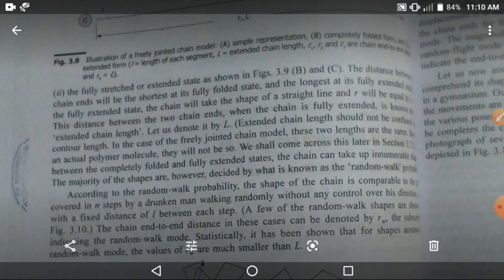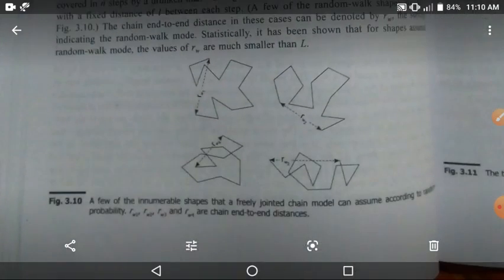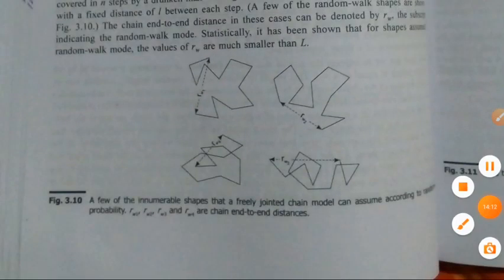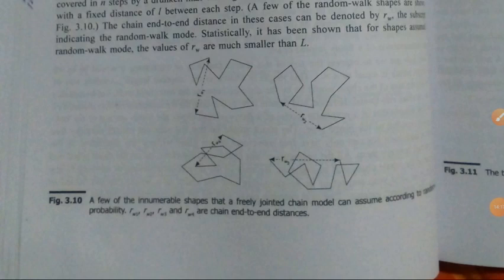Actual chains will not be shown this way. We saw in section 3 the random-walk shapes of these chains, for a number average molecular weight. Statistically it has been shown that for shapes assuming a random walk, the end-to-end distance r is smaller than L.